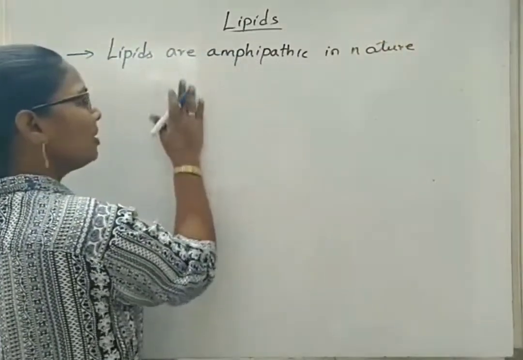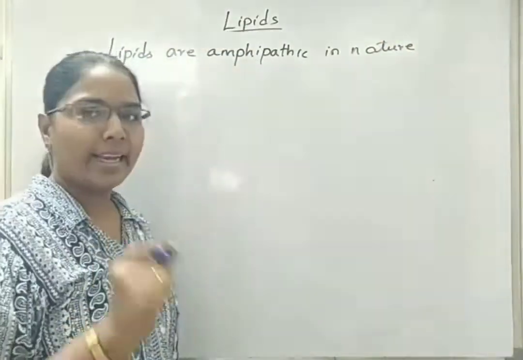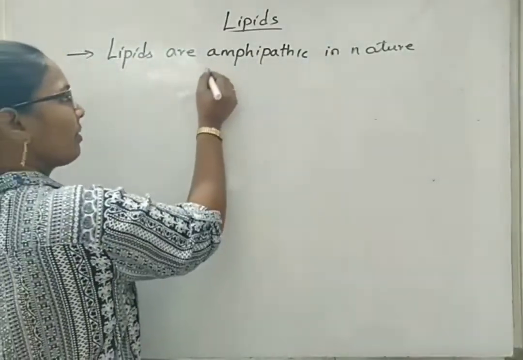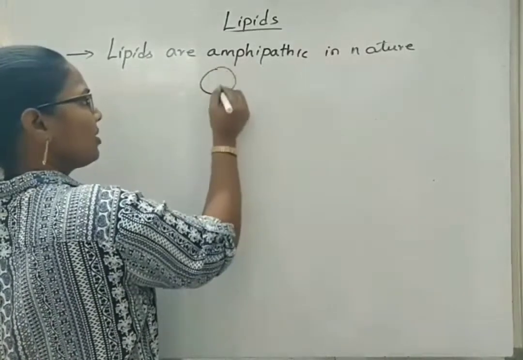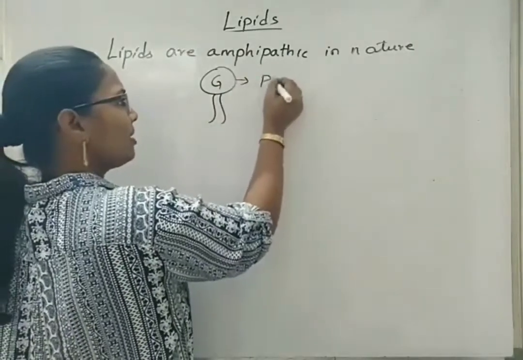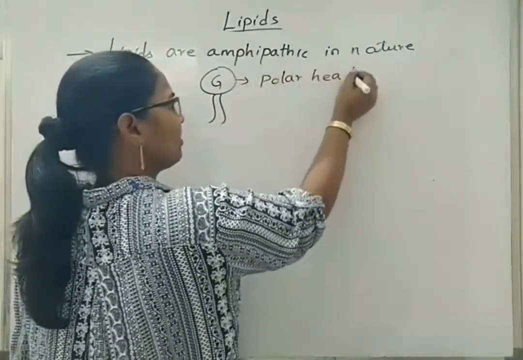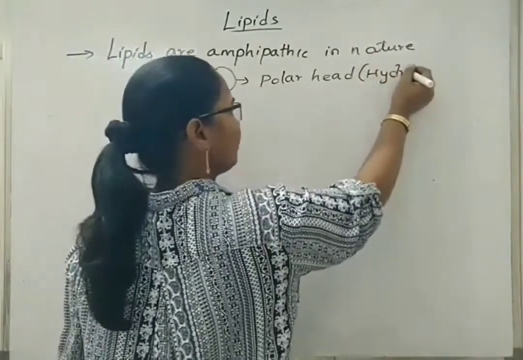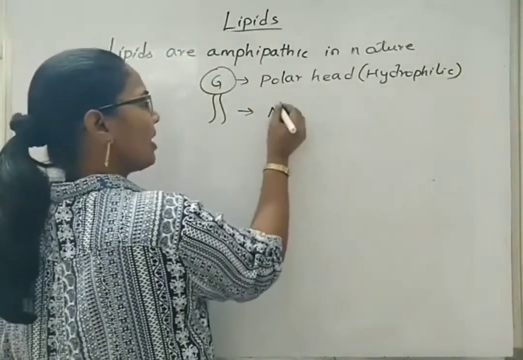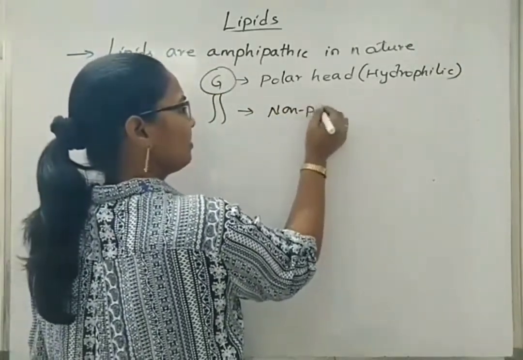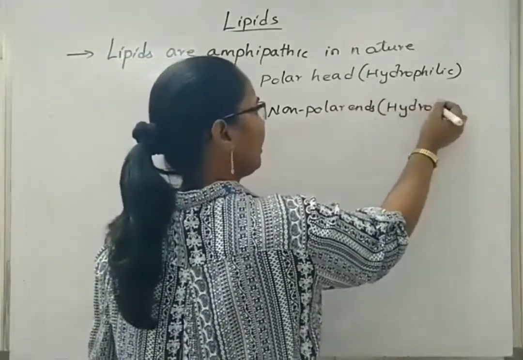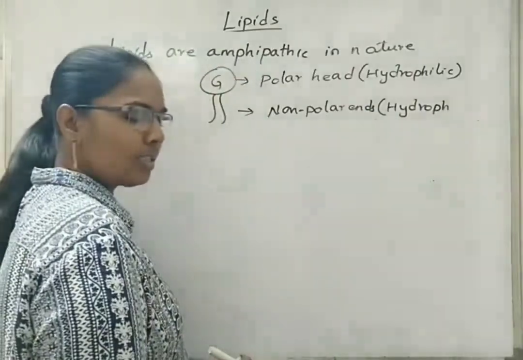Because they have both a hydrophilic polar end and a hydrophobic, non-polar end. So if we write a structure of the lipid molecule, we can consider this one as glycerol, which is also called the polar head, which is hydrophilic in nature. Fatty acids are considered non-polar ends, which are hydrophobic in nature. Means they do not allow water molecules to pass through them.